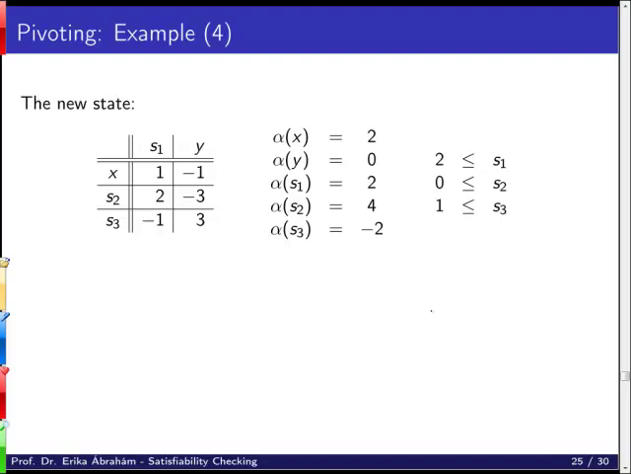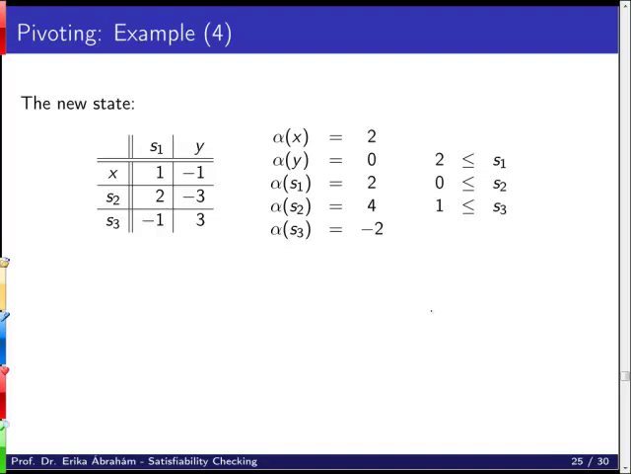accordingly minus 3. Now I'm a bit better, because S1 satisfies its bound, S2 also, but I have a problem still with S3, which is minus 2, so it is below its lower bound. Then I do the same. I take S3 for pivoting, and again I search for a variable which is suited for pivoting. S3 is below its lower bound, so I have to increase its value.